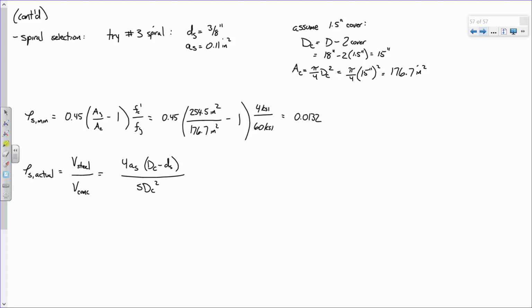Well, look at this formula. What's the one variable we don't know? Well, no, we know that because we know we're trying out a number 3 spiral. What don't we know? The spacing. We don't know how far those spirals are to be spaced out. So let's solve for S.